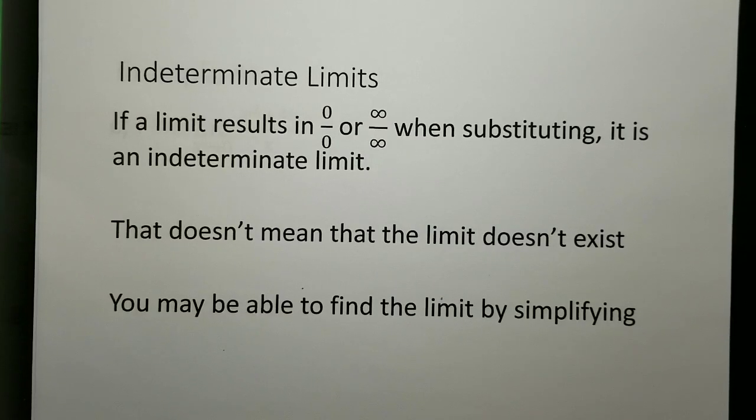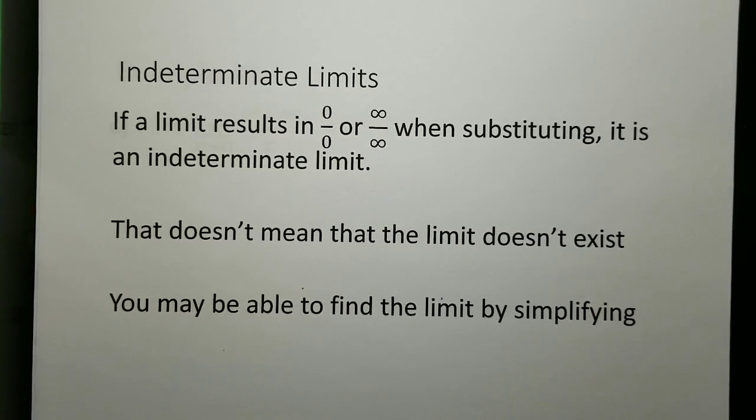If we substitute in and we get something that's 0 over 0 or infinity over infinity. So for example, in that last one, if we had subbed in the 5 right off the bat into the original function, we get 0 over 0. And that means that the limit is what's called indeterminate. It doesn't mean that the limit doesn't exist. It just means that to find the limit, you have to do some more math.